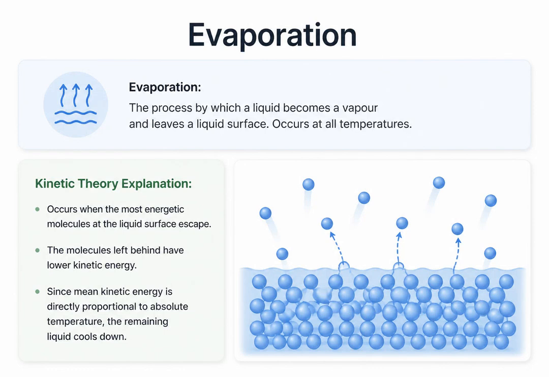While boiling happens throughout the liquid at a specific temperature, evaporation is a surface phenomenon that happens at all temperatures. According to kinetic theory, evaporation occurs when the most energetic molecules, those near the surface and moving in the right direction, break free into the air. Because only the fastest, highest energy molecules escape, the average kinetic energy of the molecules left behind drops significantly. Since temperature is a direct measure of average kinetic energy, this loss of high-energy molecules means the remaining liquid physically cools down. This is why evaporation is fundamentally a cooling process.